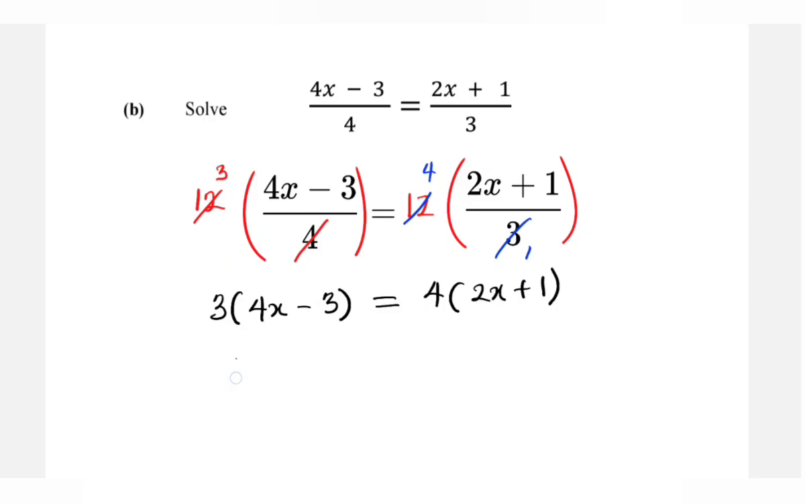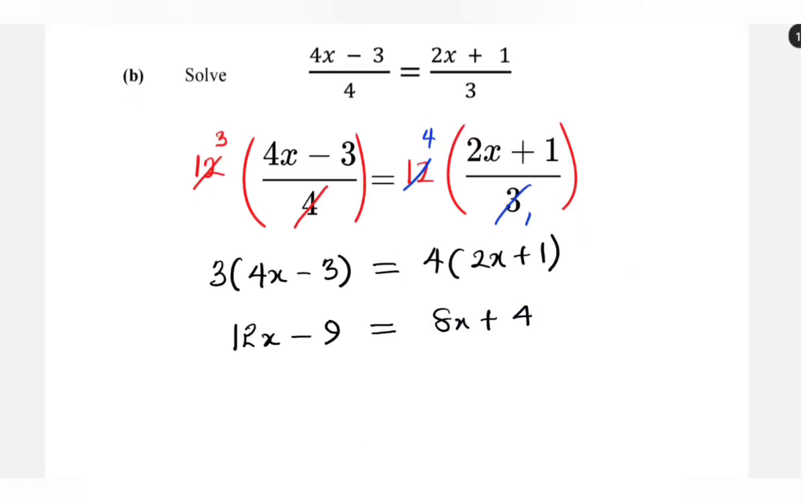Here 3 times 4x, we have 12x minus 3 times 3, there 9, is equal to 4 times 2x, we have 8x, plus 4 times 1, we have 4. So we can easily collect the like terms by taking the 8x to this side.